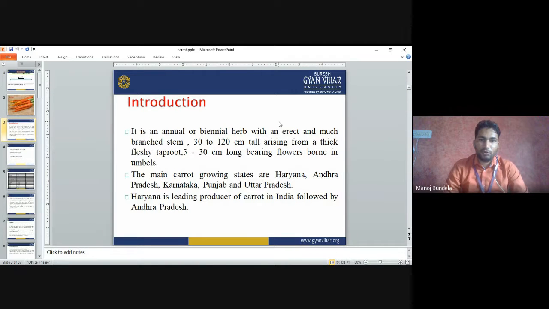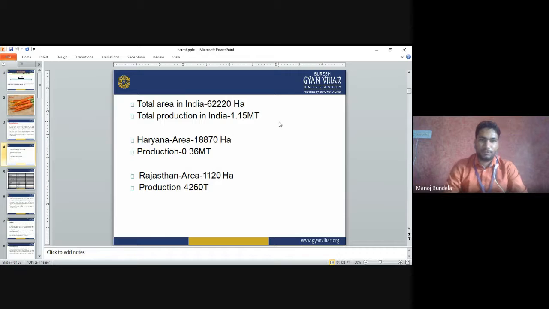The main carrot growing states are Haryana, Andhra Pradesh, Karnataka, Punjab and Uttar Pradesh. Haryana is the leading producer of carrot in India, followed by Andhra Pradesh. It is annual and biennial. Annual means if we are growing for roots, for consumption, then it is an annual crop. But if we are growing for seed production, then it is a biennial crop, because seed production requires two seasons for seed development.